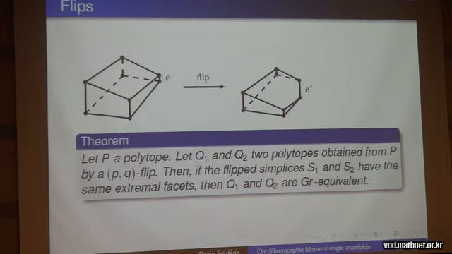And the result on graded equivalence is that, given a polytope, you can perform flips. If you consider two simplicial faces that have the same extremal facets, and if you can flip both, then the polytopes you obtain are graded equivalent.